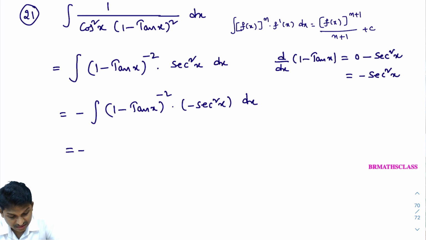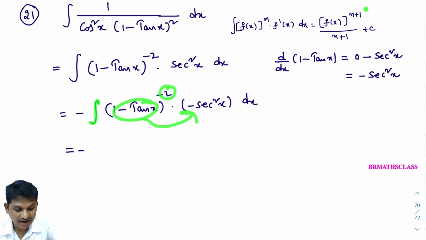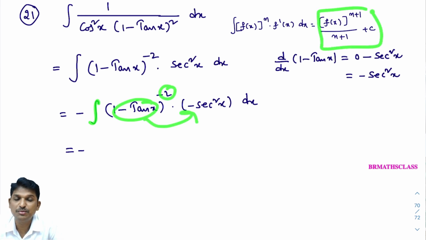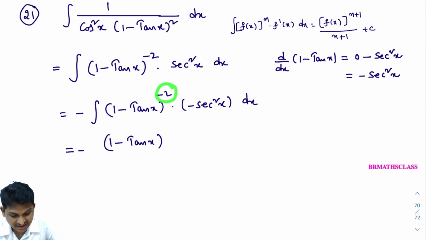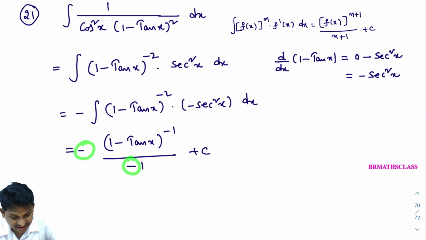So, integral of f of x whole power n into f dash of x dx, what can I write? I can write f of x whole power n plus 1 divided by n plus 1 plus c. What is f of x here? f of x is 1 minus tan x. So 1 minus tan x whole power n plus 1. What is n? n is minus 2. Minus 2 plus 1 is minus 1, divided by minus 1 plus c. Now look here, this minus minus will get cancelled. So what will you get? 1 minus tan x whole power minus 1. That can be written as 1 divided by 1 minus tan x plus c.